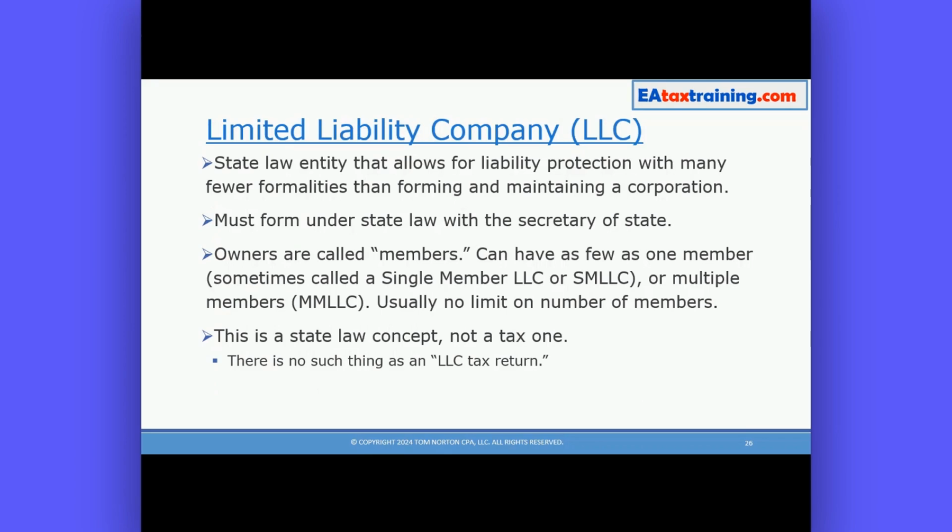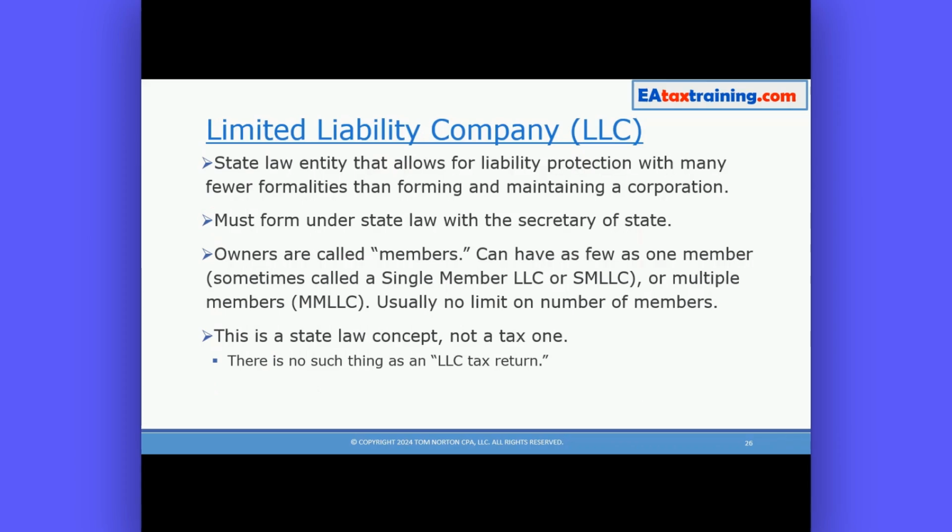Next entity to talk about is a limited liability company. This is a state law entity that allows for liability protection that's very similar. I'm not an attorney. I think there are some nuances, but for all practical purposes, you get the same liability protection as a corporation without actually having to form a corporation and having all of the same formalities and paperwork and even expenses of having a corporation. So you don't have all, keeping the corporate book and having a board of directors and many of those other things that a corporation has.